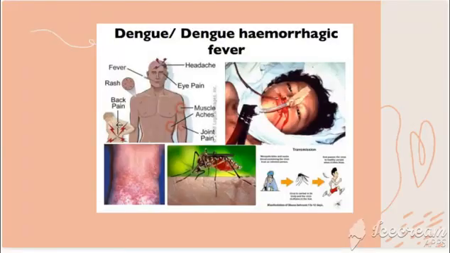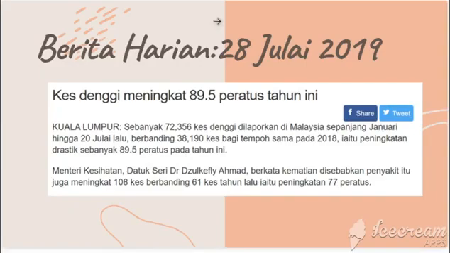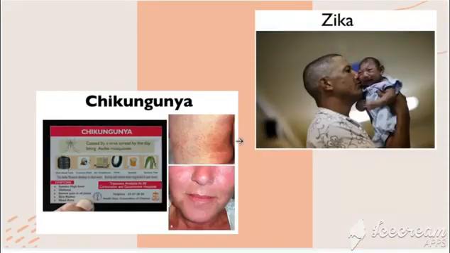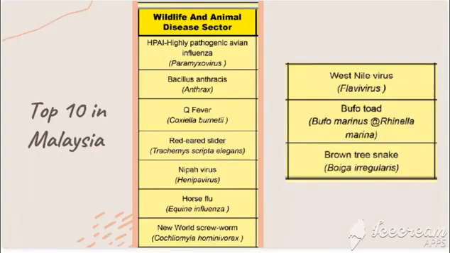So, Aedes aegypti spreads diseases such as dengue, and this is the fact of dengue back in 2019. Besides that, Aedes aegypti also spreads Zika and chikungunya. Although this species is very dangerous and very common in Malaysia, it is not listed in the top 10 most dangerous invasive species in Malaysia.